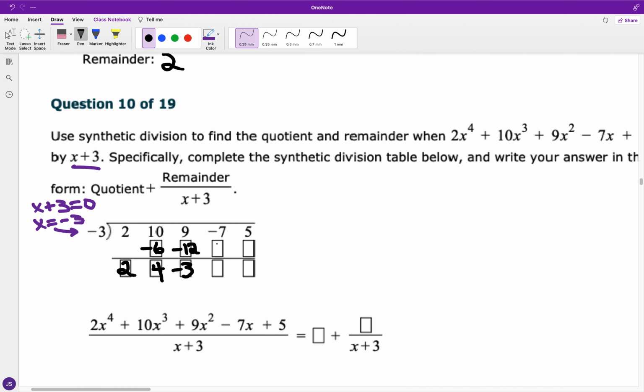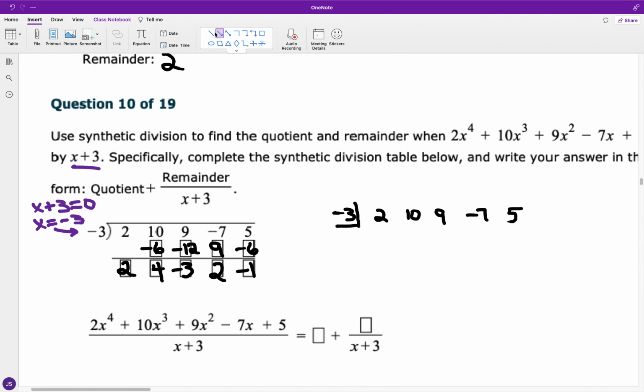Negative 3 times negative 3 is positive 9. Negative 7 plus 9 is 2. Negative 3 times 2 is negative 6, and 5 plus negative 6 is negative 1. So just cleaning this up and using the other synthetic division notation, again we have 2, 10, 9, negative 7, and 5.